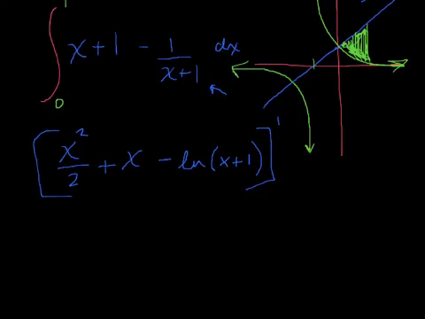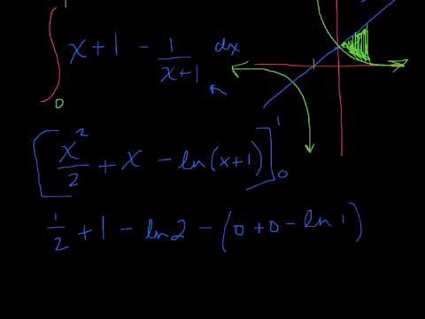I'm going from 0 to 1. So when I plug in 1, I get 1/2 plus 1 minus the natural log of 1 plus 1, which is 2. And you're going to subtract what you get when you plug in 0. So I get 0 plus 0, and then minus natural log of 0 plus 1, which is 1. Okay, so that's what I have. Natural log of 1 is one of those things.